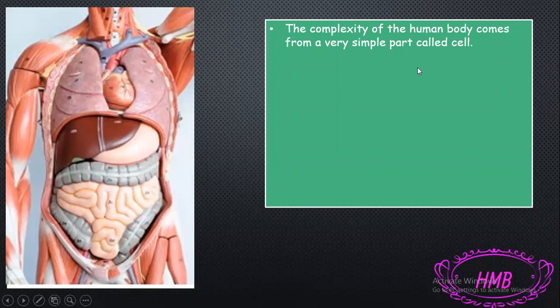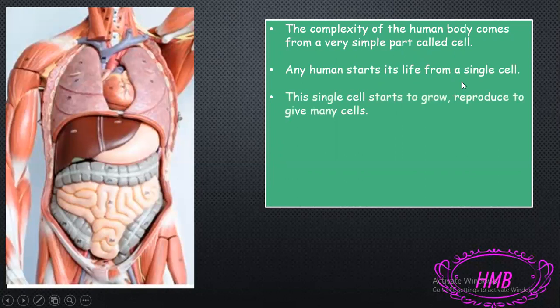Imagine that our body has millions or trillions of cells, yet its life starts by only one single simple cell. Even this cell cannot be seen by the eyes. It must be seen by the microscope. So any human starts its life from a single cell. This single cell starts to grow. It will not stay single and it will not stay only one. So it will start to grow and then to reproduce.